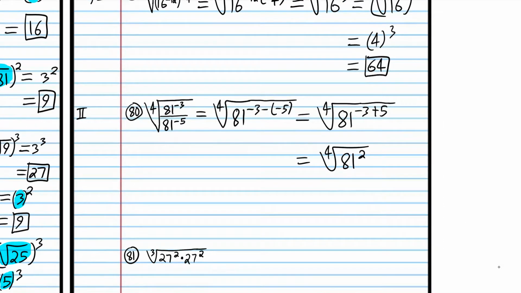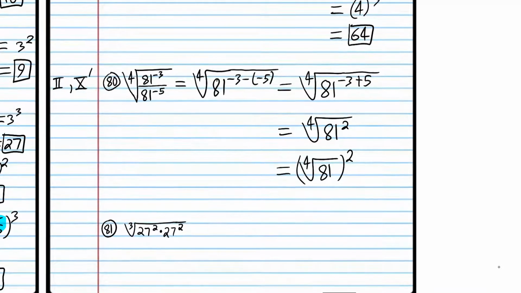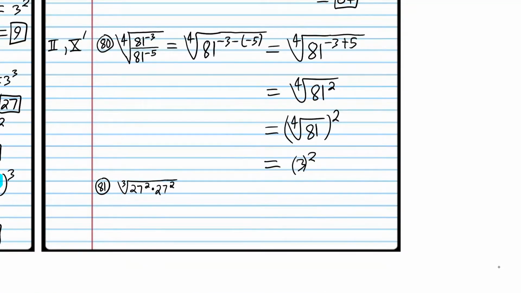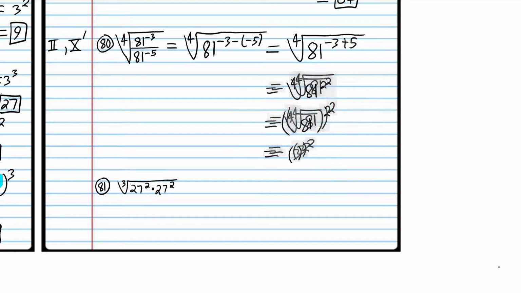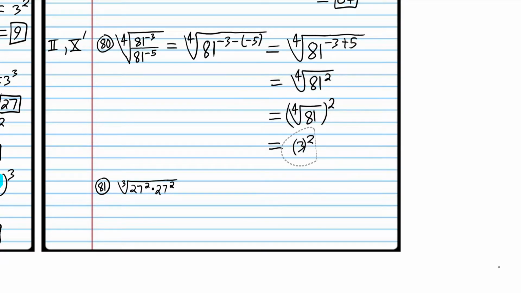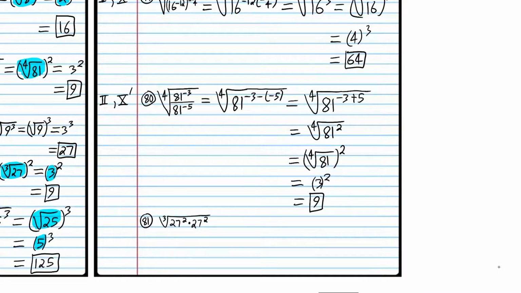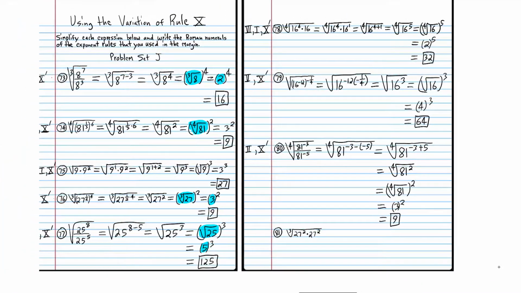The problem with 81 to the second power is it's too big. The number is just too big. So we're going to take that second power and move it on the outside using the variation of rule 10. So now we can do it really easily because the 4th root of 81, that's just 3. Again, that number may not be exactly obvious, but it's manageable. So now 3 to the second power, that's just going to be 9. So if you got that one right, good job. Okay, so try number 81, and when you come back, we'll do it together.